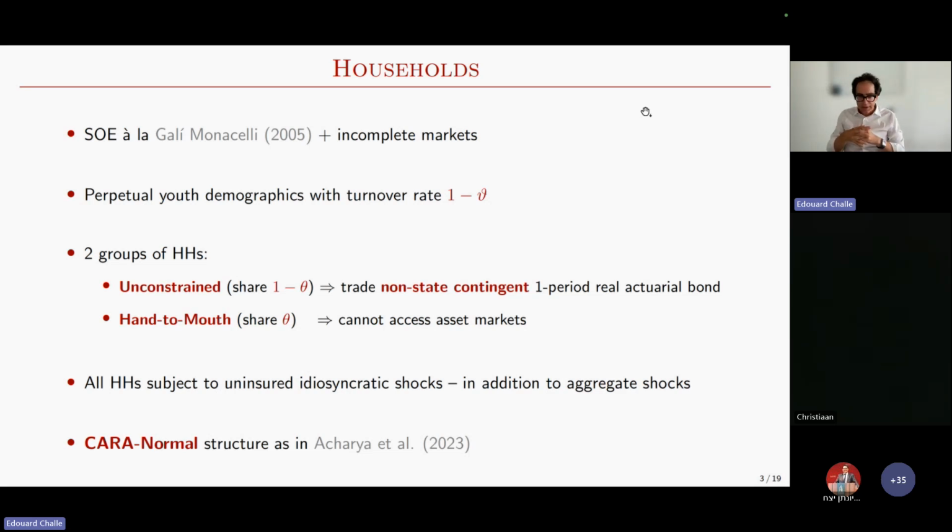They deliver 1 unit of the domestic consumption basket in the next period upon survival. And the other part of the population, in share theta, will not have access to any bonds, either for borrowing or for savings. They're going to be hand to mouth. They do not access asset markets.